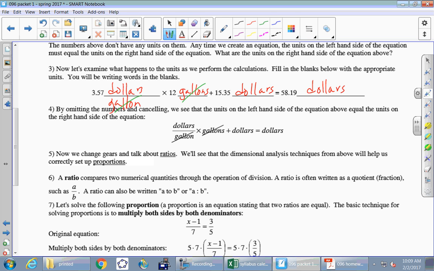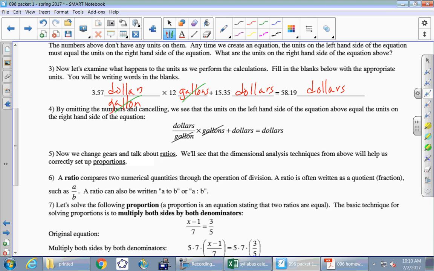And so on the left-hand side, I've got some dollars plus some more dollars equals dollars. And that makes total sense. And so this concept here, it's not a complicated one with this example. You guys all did the calculation, no problem. But I think having the units there is going to guide us through some word problems later on today.